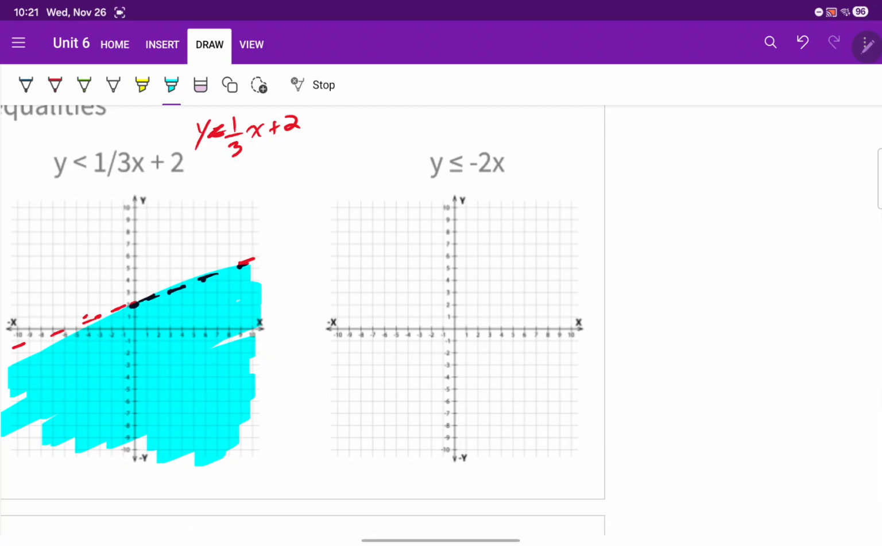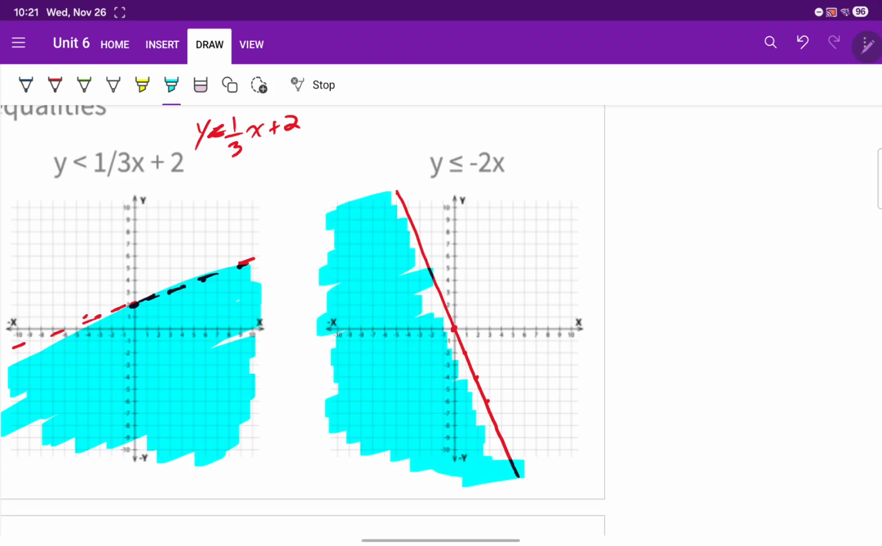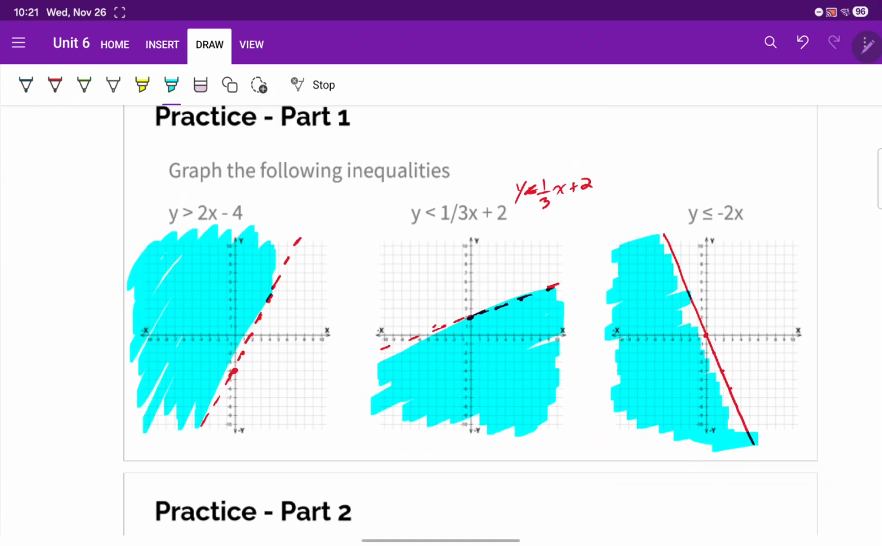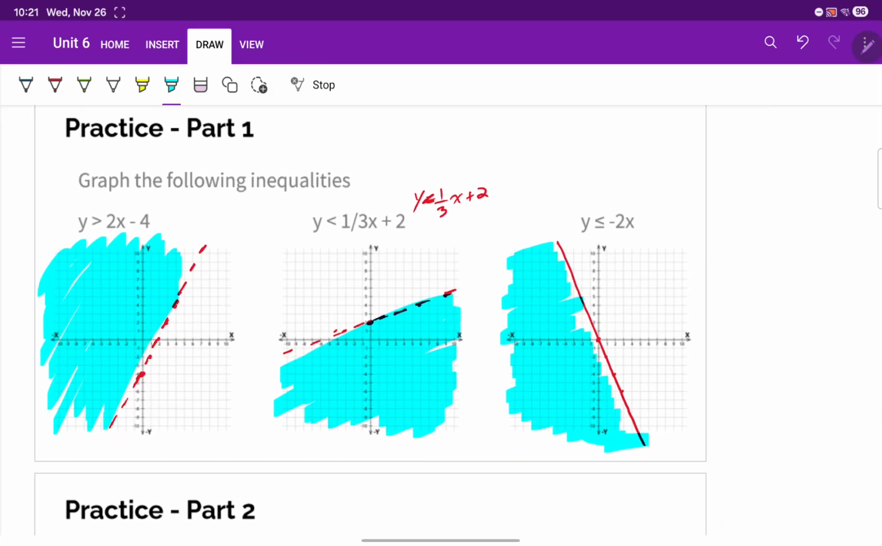Okay, and the last one here, this one has a y-intercept of 0. We're going down 2 over 1, down 2 over 1, down 2 over 1. This is less than or equal to, so this one is going to be a solid line, and we are shading below the line here. Okay, and that's what those three should look like. So you can check those with your work there.